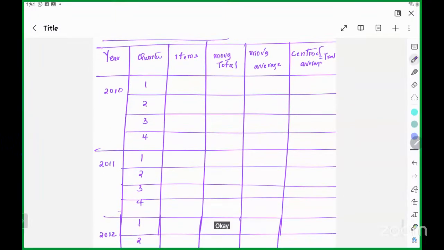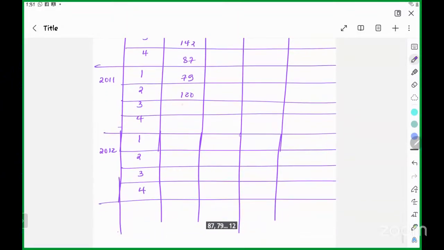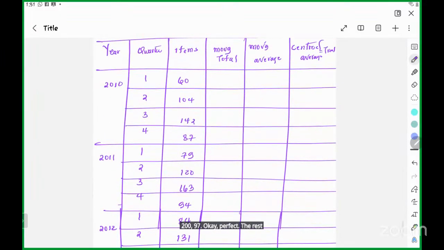Okay, the items, this was 60, keep going, 142, 87, 79, 120, 163, 94, 84, 131, 297. Okay, perfect.